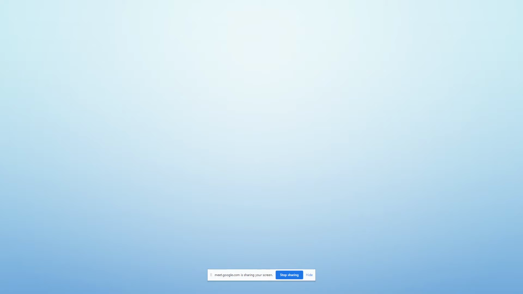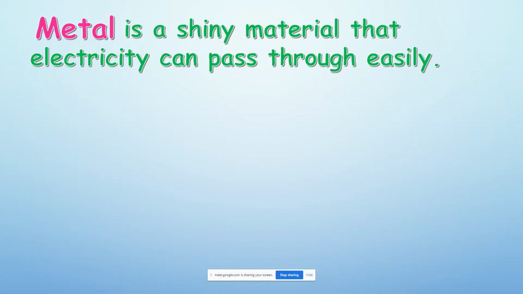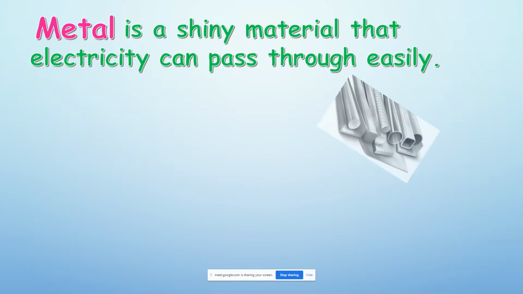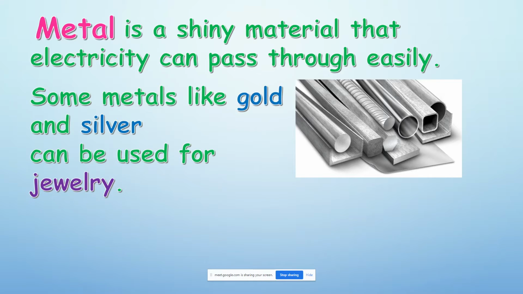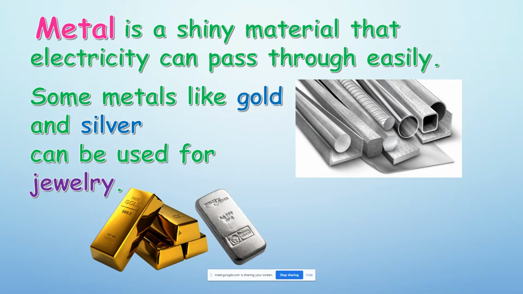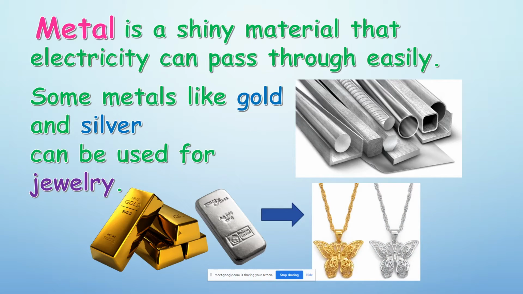Alright. Next, let's talk about metal. Metal is a shiny material that electricity can pass through easily. It means if you stick the metal into the electricity, it will pass through the metal and go to your body. Some metals like gold and silver can be used in jewelry. It means gold and silver are also metals. Okay.